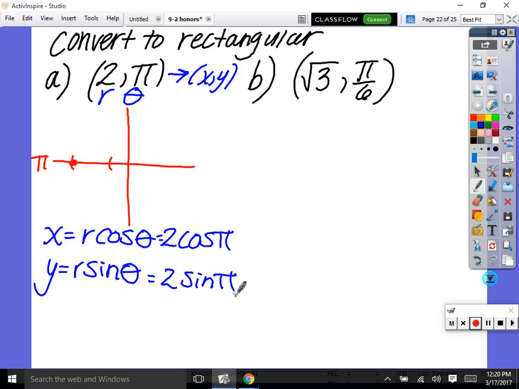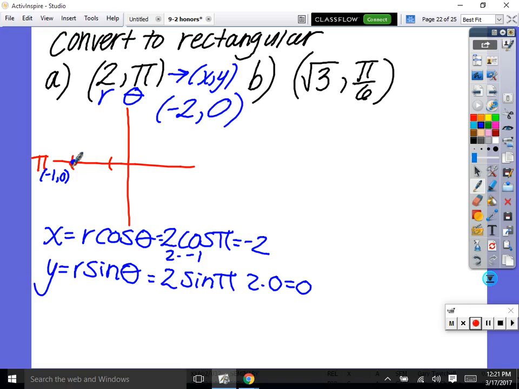So 2 times cosine at pi. The cosine at pi is, what's this point? So that's 2 times negative 1, which is negative 2. So our x value was negative 2, which makes sense. Look, guys, negative 2 tick marks would get me there. And then if you do 2 times sine of pi, which is 2 times 0 equals 0. So negative 2, 0 does put me in the right spot, so I know I've done it right.